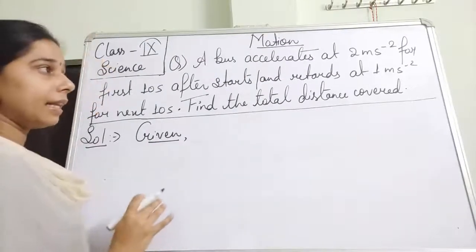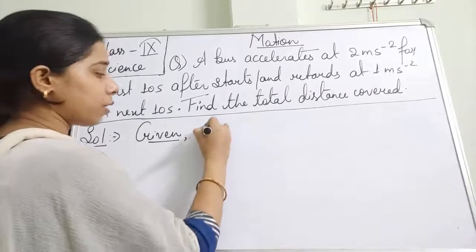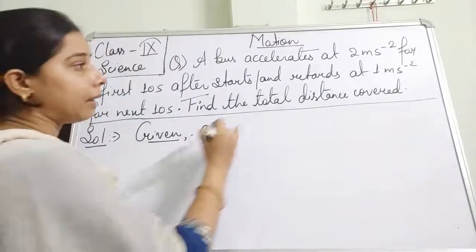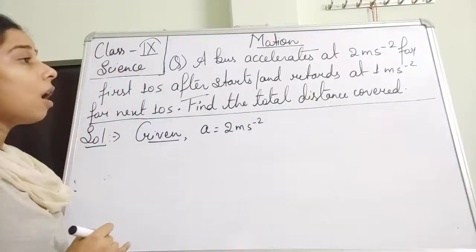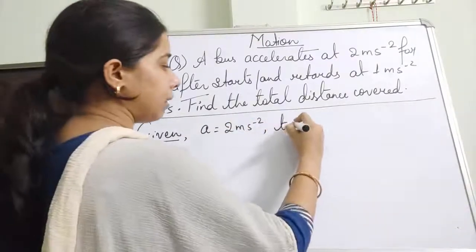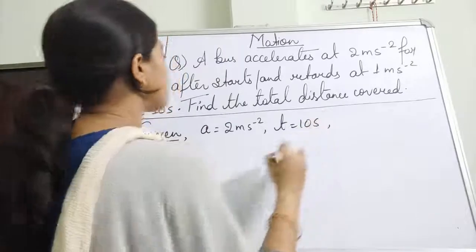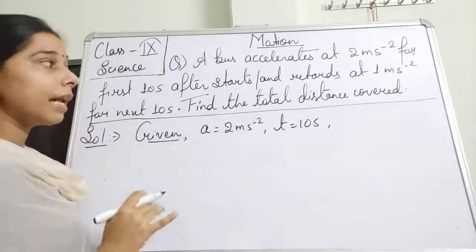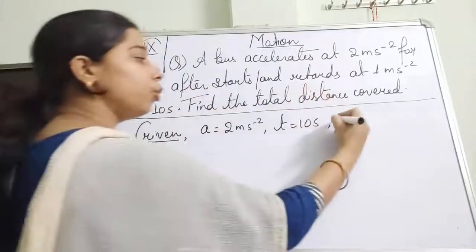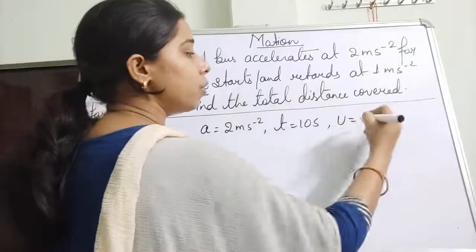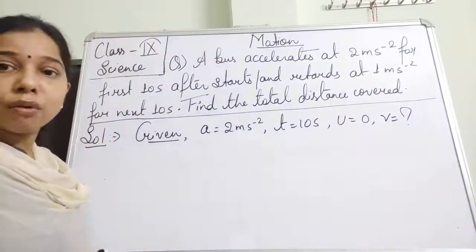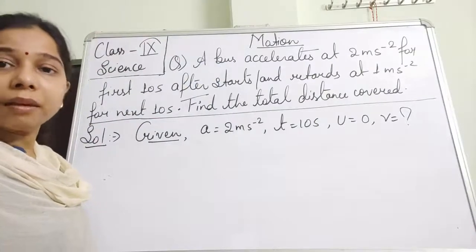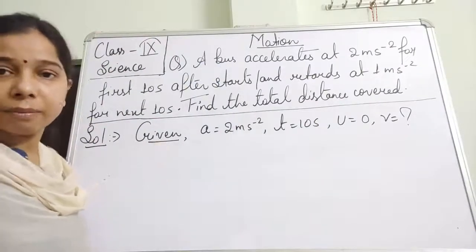So the bus accelerates at 2 meter per second square. Acceleration is given, that is 2 meter per second square. Time is given as 10 seconds. The other thing given here is that the bus will accelerate after start. So u is given, that is equal to 0, and v we have to find. First of all, when we find v, then we will find the distance travelled by it.